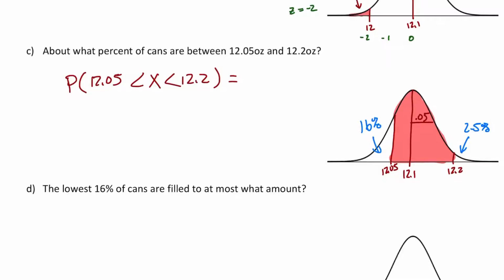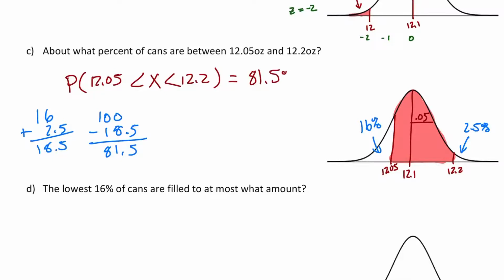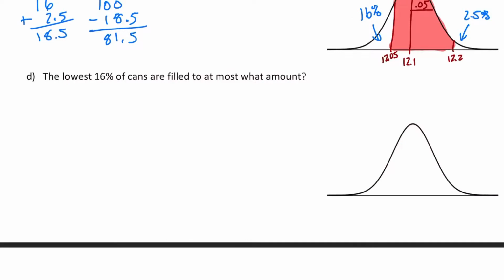They're dead to me. So let me add up the areas I don't want. 16 plus 2.5 is 18.5. And then I can do 100 minus the 18.5. And we end up with, carry the 1, do all the things, and we end up with 81.5. So the probability that you just grab a random can, and the ounces in it is between 12.05 ounces and 12.2 ounces, is 81.5%.